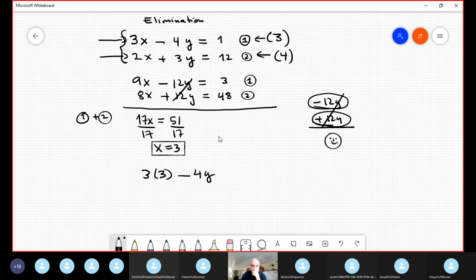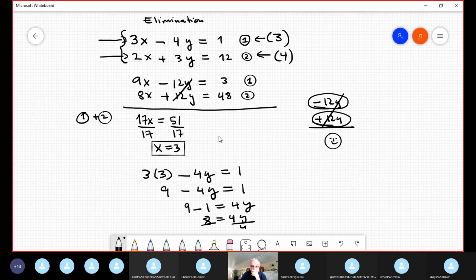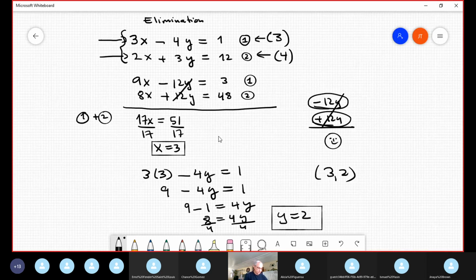So I know that x is 3. 3x minus 4y equal 1. 3 times 3 is 9. So 4y is 9 minus 1, is equal to 4y, this is 8. 4y divided by 4 both sides is 2. y is 2. And the solution is the ordered pair, in this case, (3, 2). Elimination, guys. Elimination. Fantastic, eh? Okay, fantastic elimination.